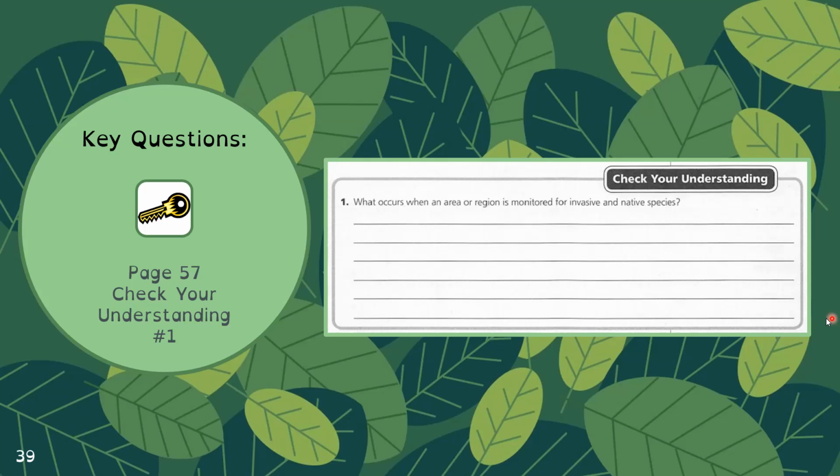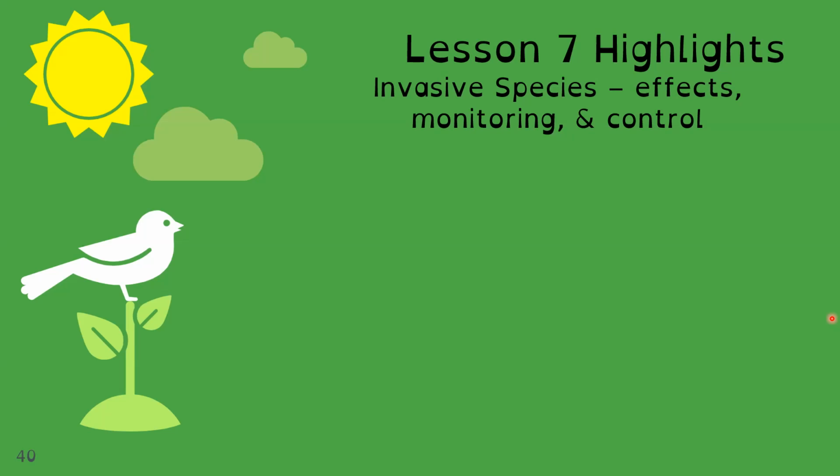Anyway, now you can answer the questions on page 57, the check your understanding question, which talks about how an area is monitored for invasive and native species. So that's all that we want to talk about today for invasive species. This finishes lesson 7. Some of our lessons are a little bit deeper or fuller than others, but this is a shorter one.